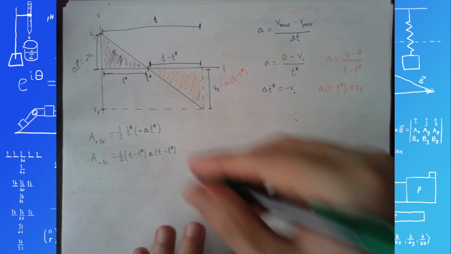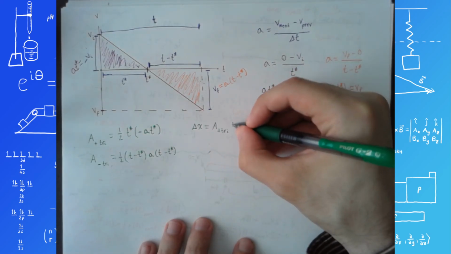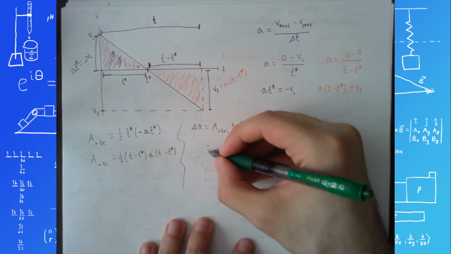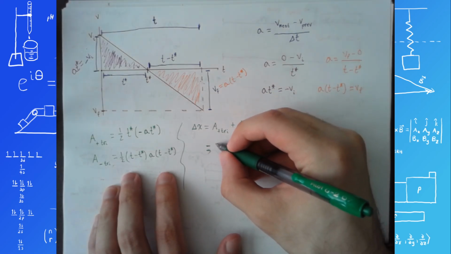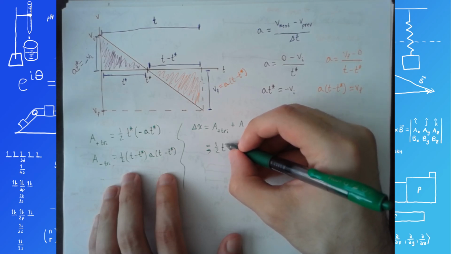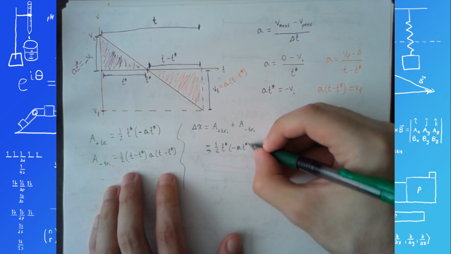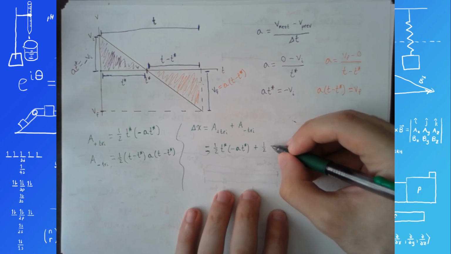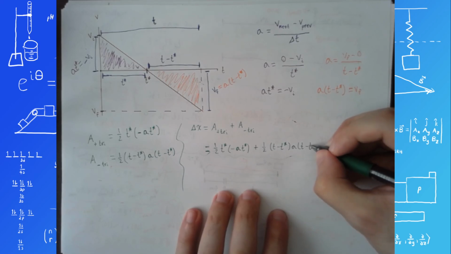So my delta x, my total displacement, is going to equal A of the positive triangle plus A of the negative triangle, which is going to equal one half, I'll just write it out first and then we'll simplify, t star times negative a t star plus 1/2 of t minus t star times a times t minus t star.